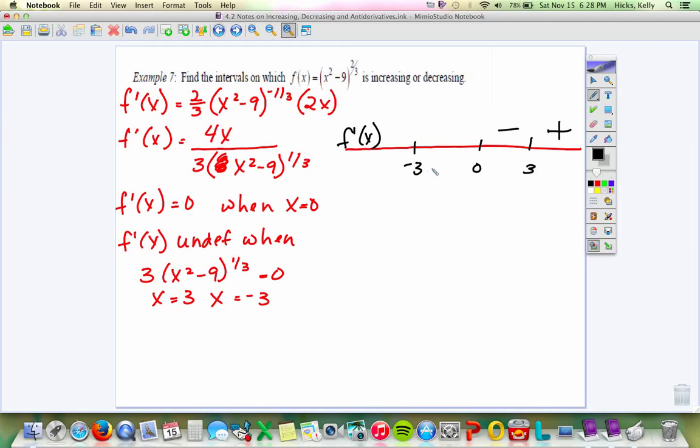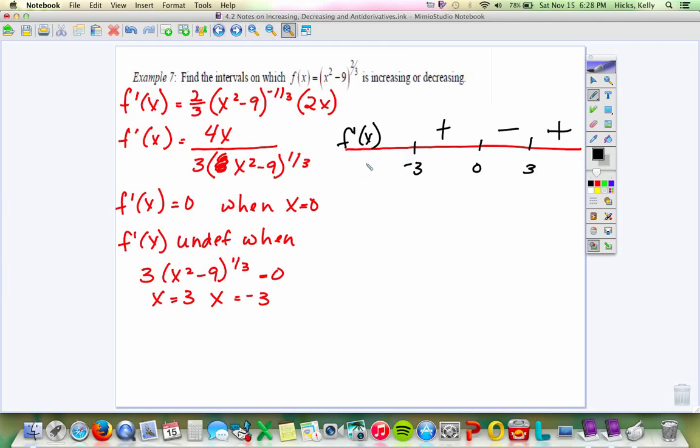Now if we plug something in here between negative 3 and 0, let's plug in negative 1. If we plug in negative 1 over here, we're going to get a negative over negative 1 squared, which is positive 1, but minus 9 gives you a negative, so we have a negative over a negative, which is a positive.